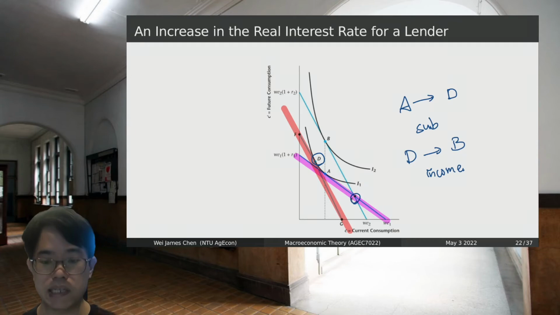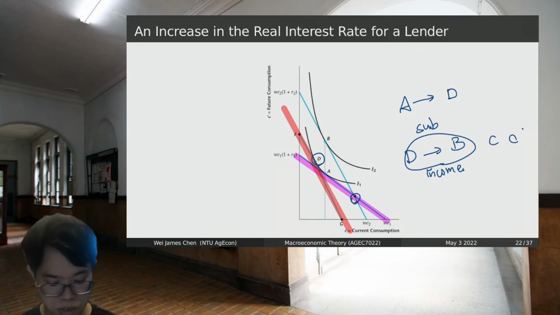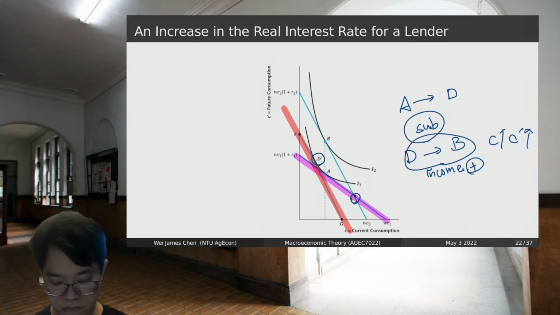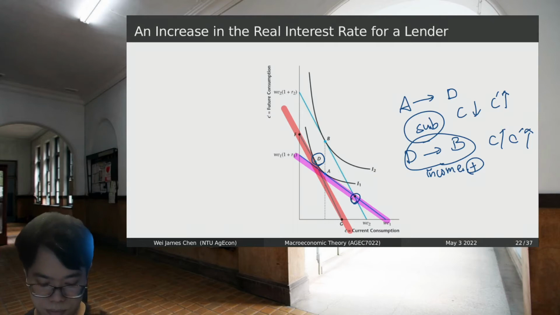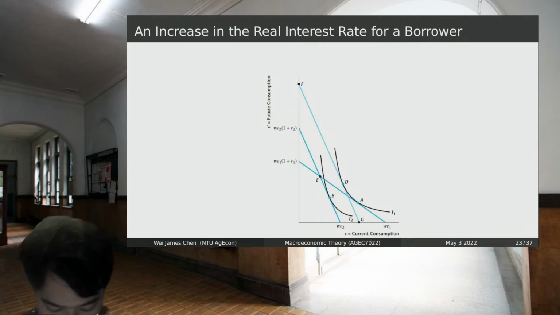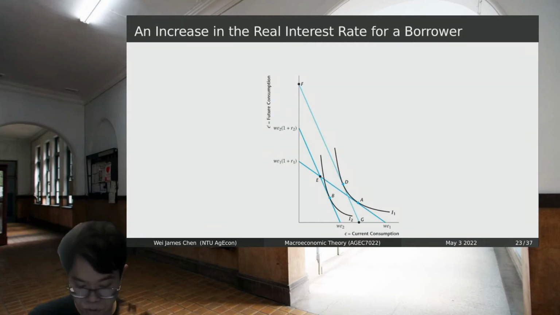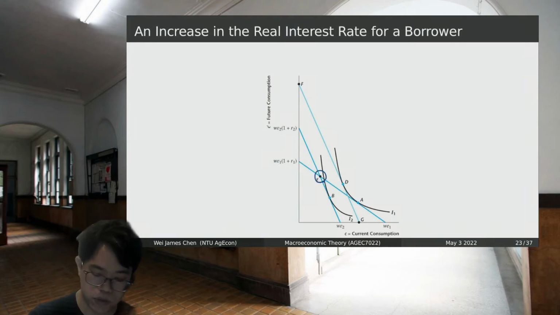That means this is a positive income effect for you. So you see that from D to B, your C and C prime both go up. The income effect is positive. The substitution effect is always the case that you will decrease C and increase C prime. And if this is the case for a borrower, so that the endowment point is here, the story is a little bit different.